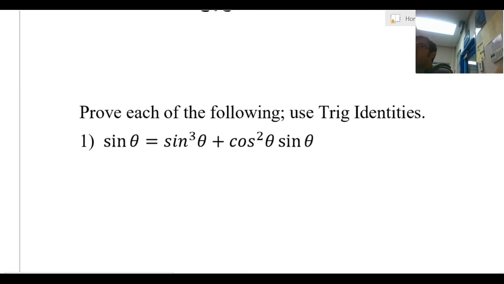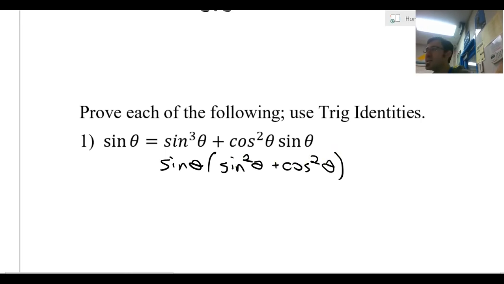All right, so first one we got sine by itself. We're going to obviously simplify the left-hand side. I have sine as a common term between both of them, so I'll go sine theta by factoring out. We got sine squared theta plus cosine squared theta. We want to get to sine squared plus cosine squared because that is our Pythagorean identity, which is then going to become 1. So we got sine theta times 1, sine theta, equals sine theta.